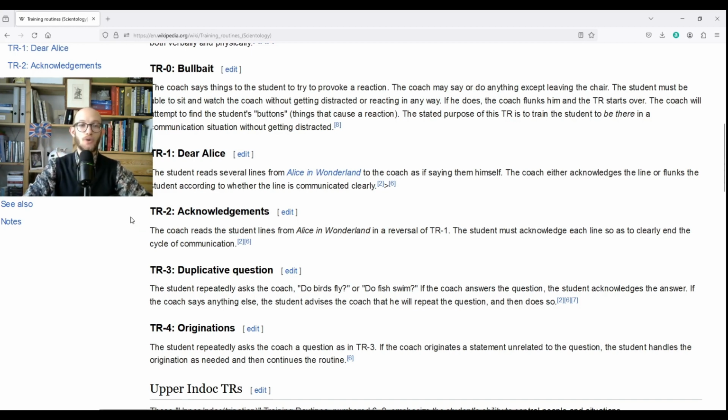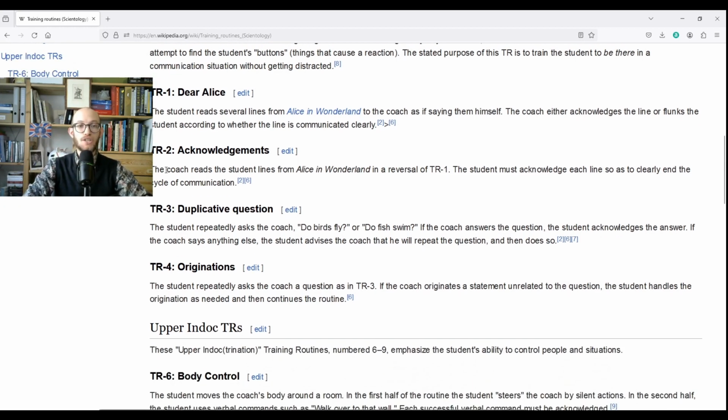All right, TR2, Acknowledgements. The coach reads the student lines from Alice in Wonderland in a reversal of TR1. The student must acknowledge each line so as to clearly end the cycle of communication.